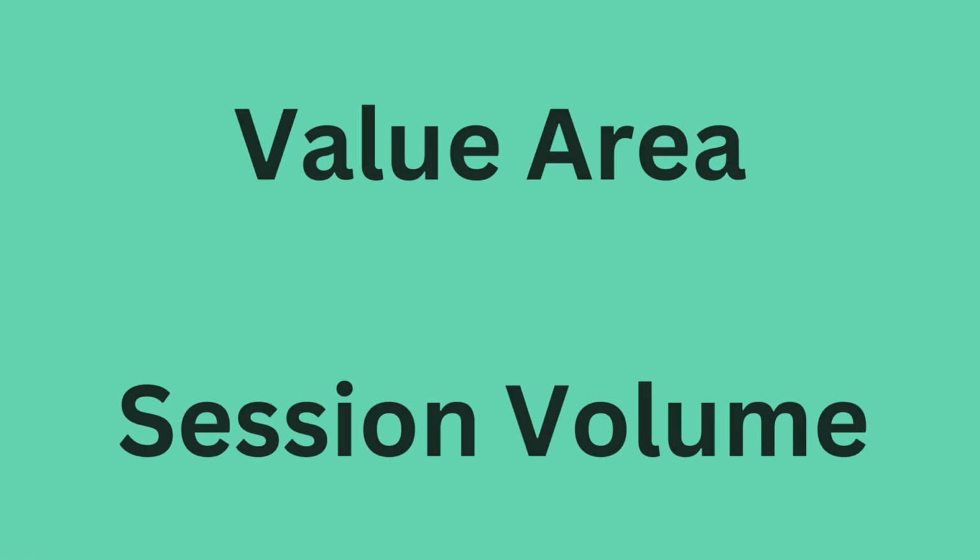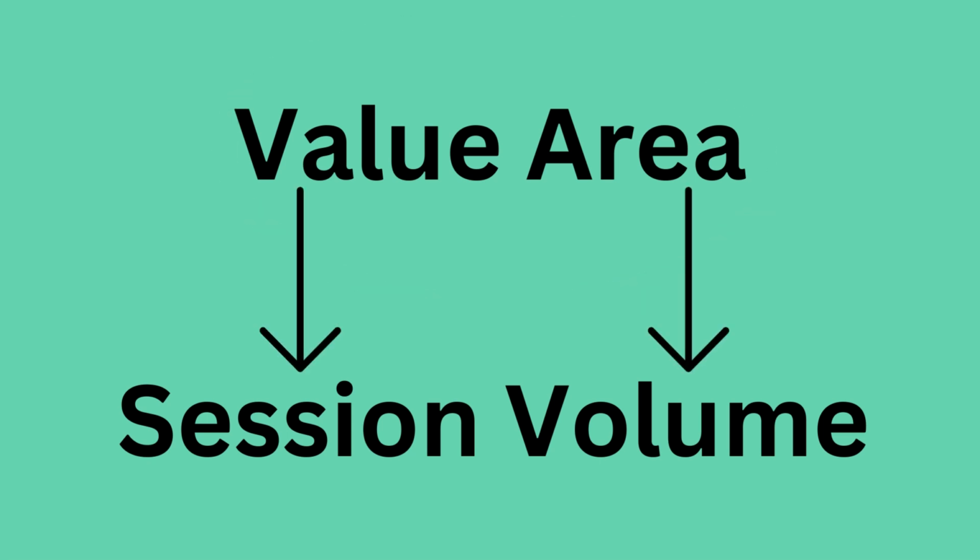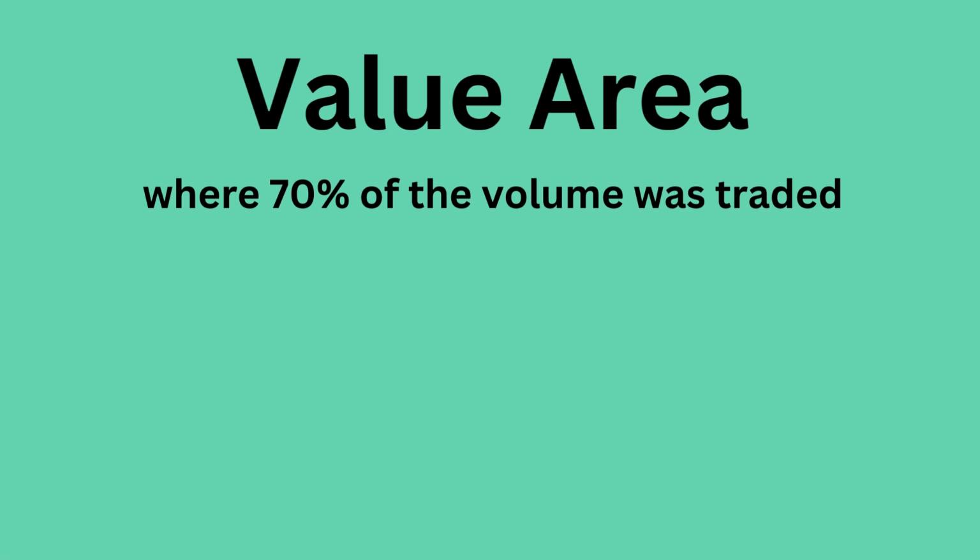Alright, there are two more things we are going to learn about, which are the value area and the session volume. We're going to begin with the value area, as this will lead into understanding the session volume. The value area in trading is the price range where most of the trading activity occurred during a specific period, typically covering 70% of the volume.